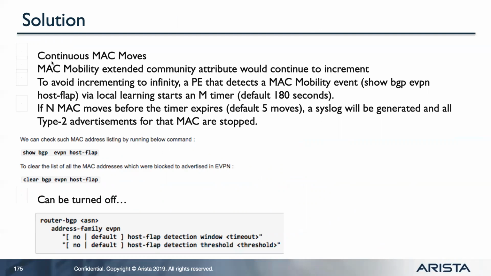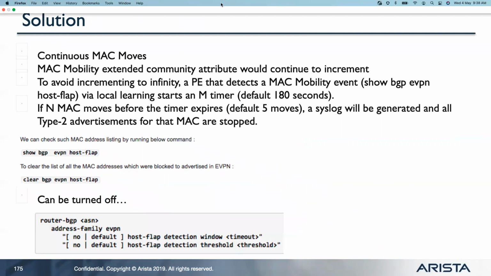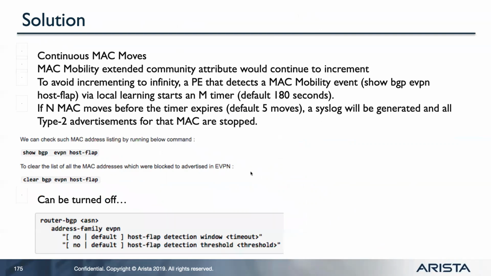So the reason is continuous MAC moves: the MAC mobility extended community attribute would continue to increment. If you remember in type 2, as soon as you send out a MAC update, you increment that MAC mobility counter, so that will continuously increment, and it does not go beyond, basically incrementing to infinity. That's why we need to blacklist this. We stop sending that type 2 update.